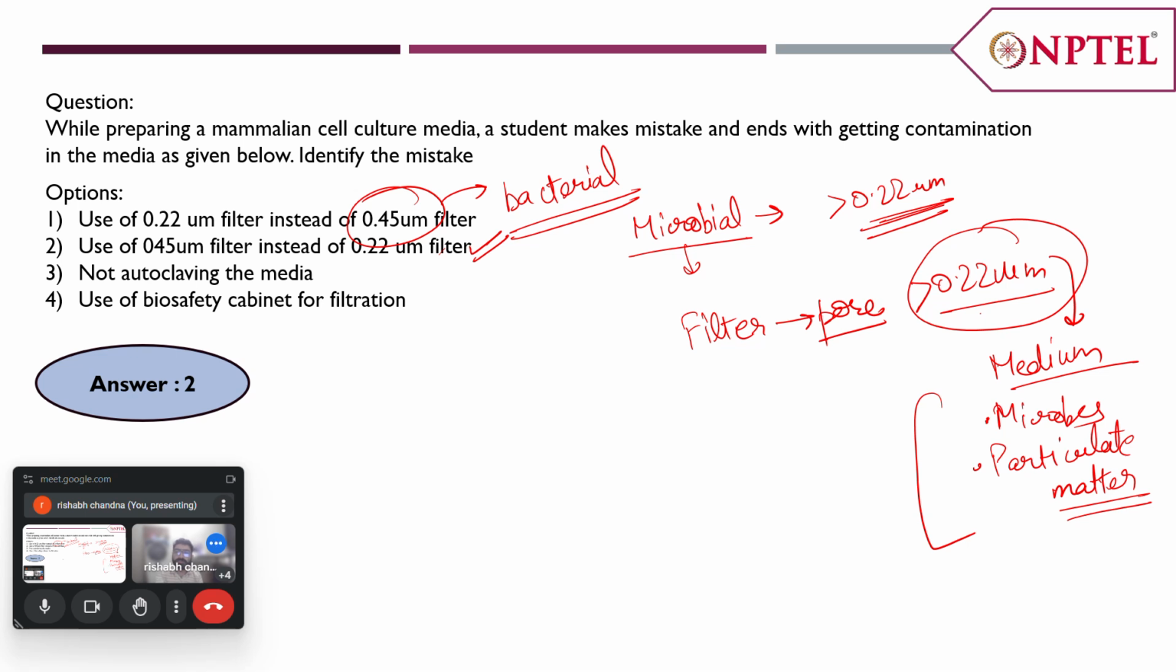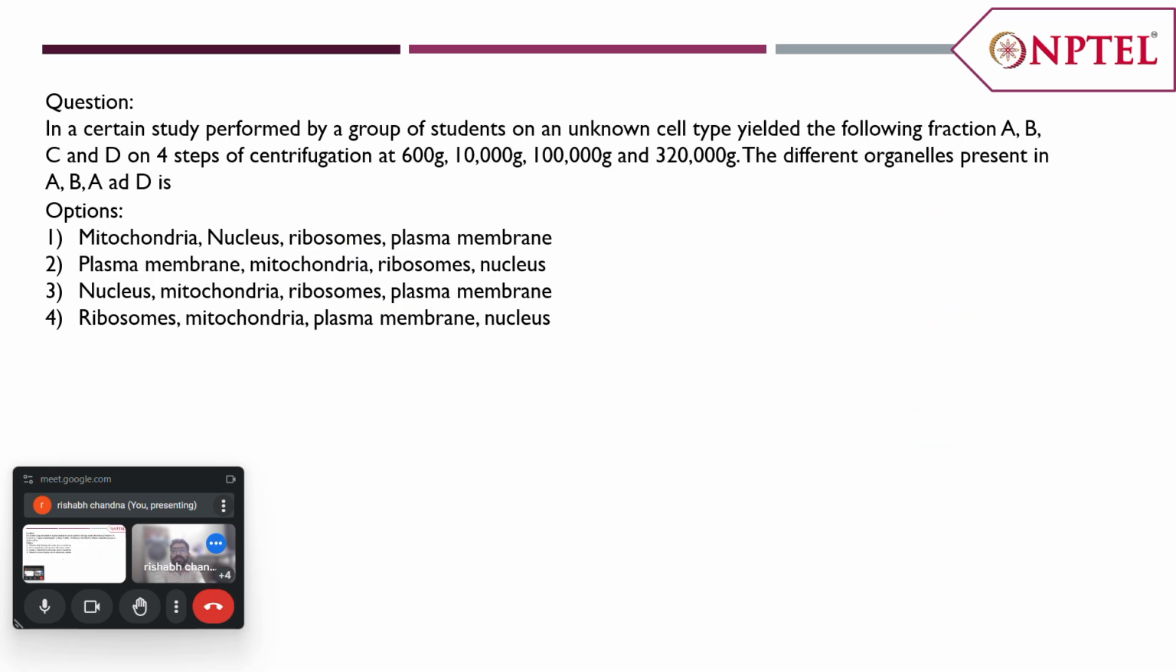Okay, so let's move on to the next question. A certain study performed by a group of students on an unknown cell type yielded the following fractions A, B, C, D. Four steps of centrifugation at 600 G, 10,000 G, 1 lakh G, and 3 lakh 20,000 G. The different organelles present in A, B, C, D is, this would be C.